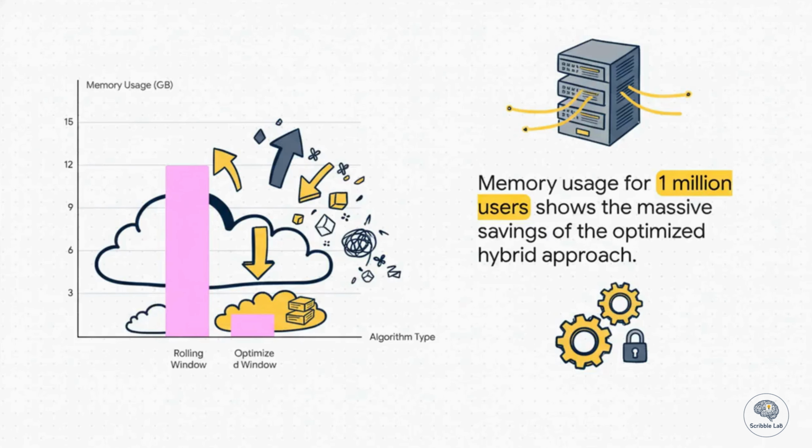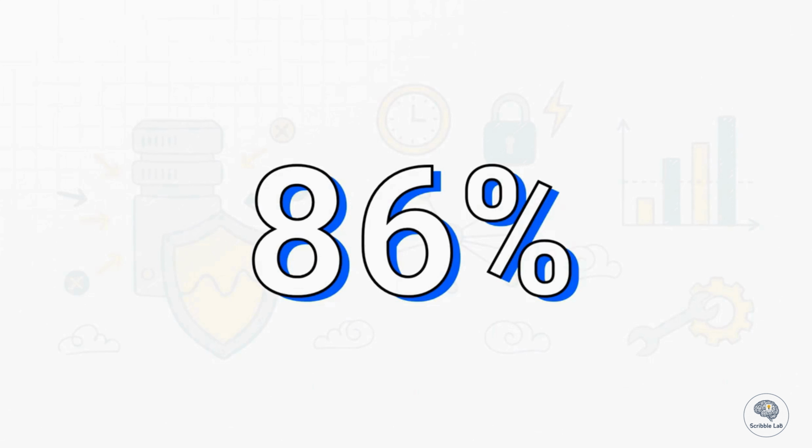And the impact on memory? It's just staggering. If you wanted to track 1 million users, the pure rolling window algorithm would need about 12 gigabytes of memory. But our optimized hybrid approach, it needs just 1.6 gigabytes. Yeah, that's an 86% reduction in memory usage. And in the real world, that number translates directly into smaller cloud bills and faster performance. We get almost the exact same level of accuracy, we solve the burst problem, but for a tiny fraction of the infrastructure cost. It's a huge win.